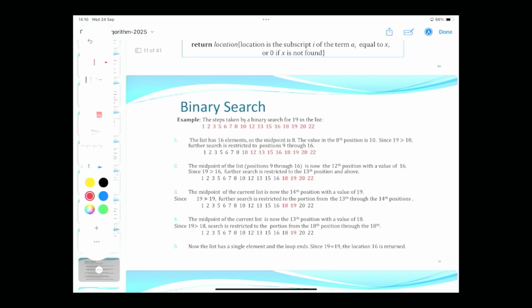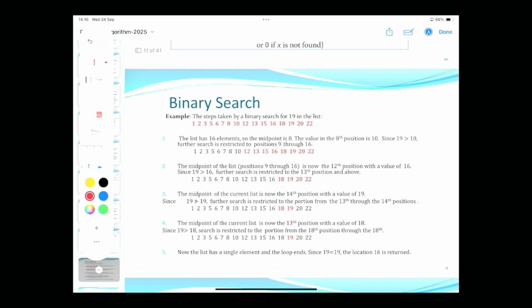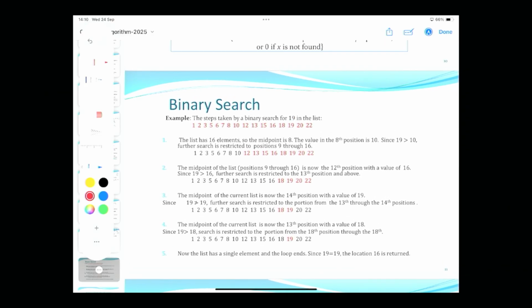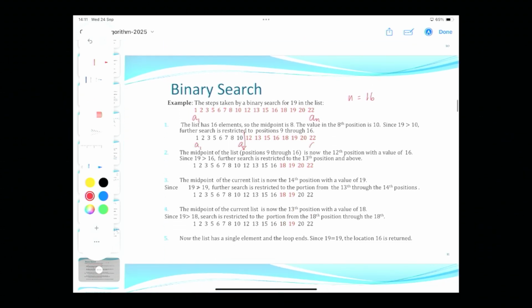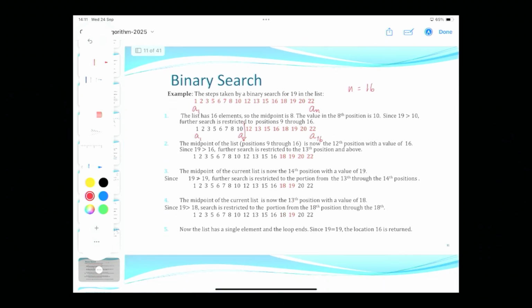Right? Another example with a longer list is here, this one. In a similar way, you can see that initially we have a sorted list, right? So here is A1, and this is AN. What is N? I think N is, okay, 16 elements, right? Then partition. So we have A1 up to A8, and then this is A16. We want to find 19 in the list. 19 is here, right?